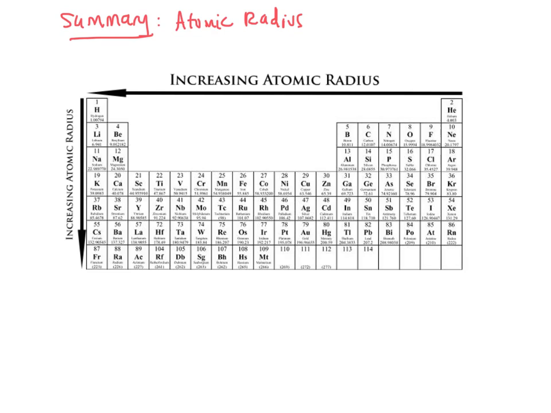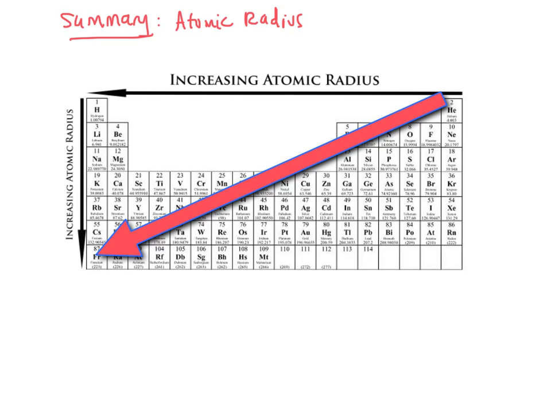Okay, so here's a summary of what you see in the trend of atomic radius. As you go from left to right, you're going to get a decrease in atomic radius, or you could say as you go from right to left, you will get an increase. And as you go down a family, you get an increase. So the generalized trend, as you go from the upper right-hand corner to the lower left-hand corner, you will get an increase in atomic radius, which makes helium your smallest atom and francium your largest.